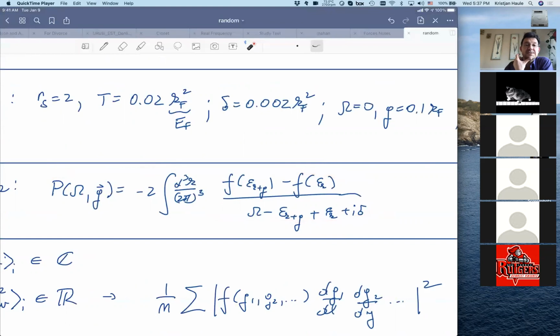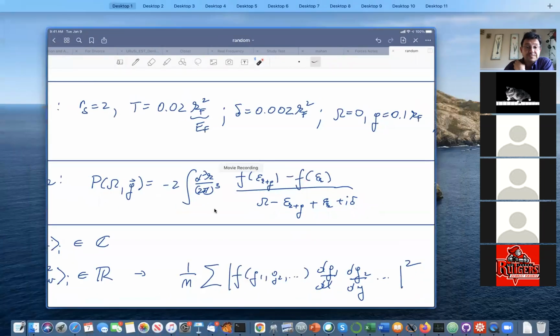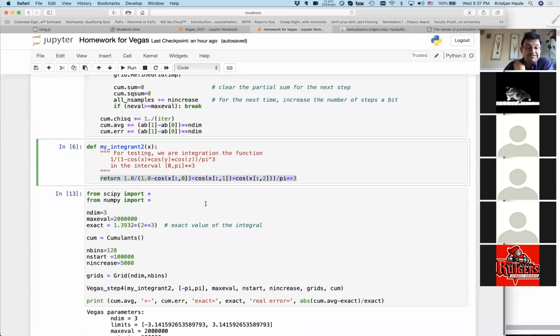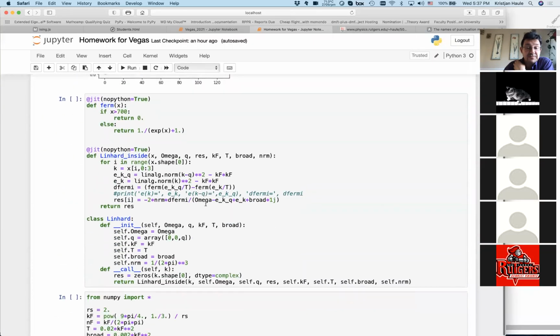Okay, so the integration variable is just momentum k, isn't it? And the external variables are omega, q, and broadening, and I guess temperature, because we also need a Fermi function, isn't it? So once more, the input variables have to be omega, Q, broadening, and temperature, which is contained in the Fermi function. So how do we do that?